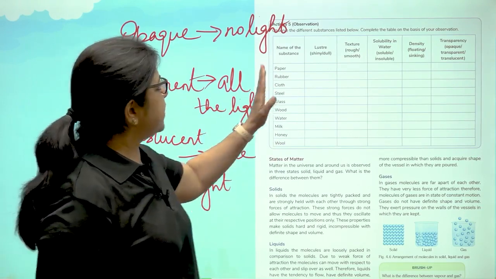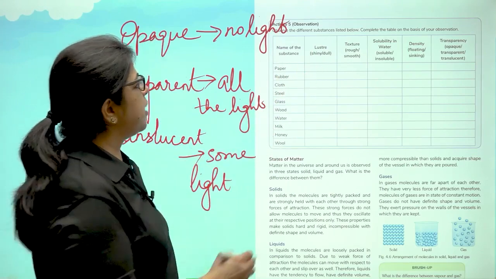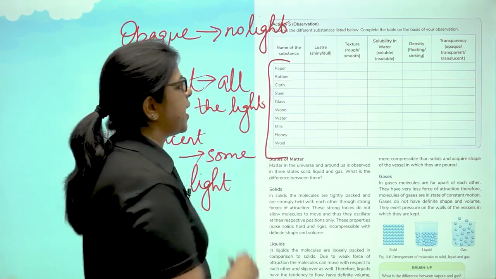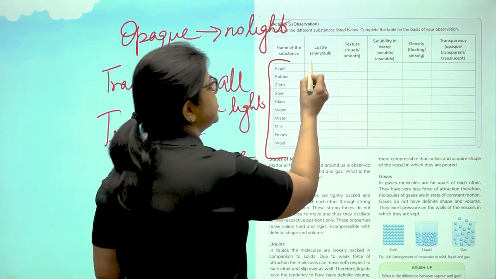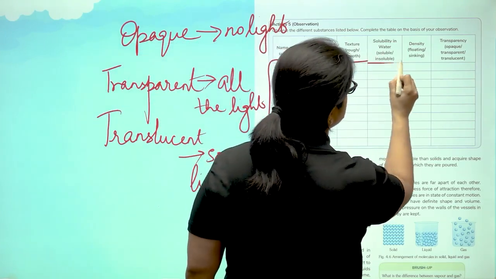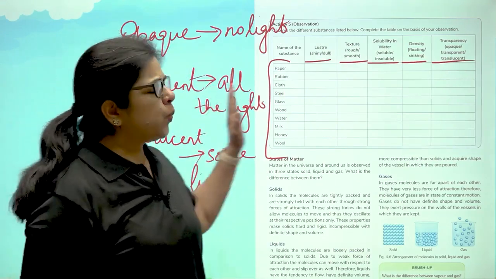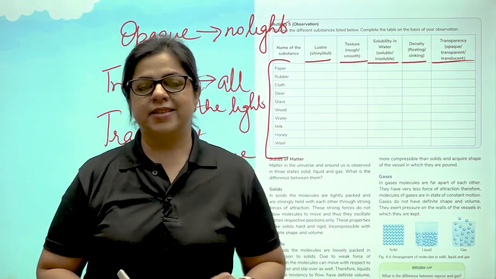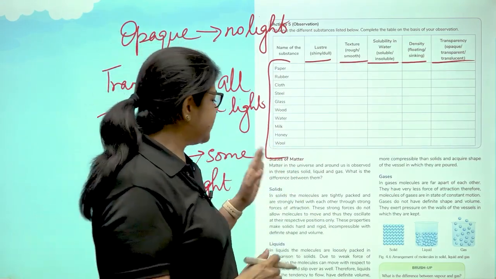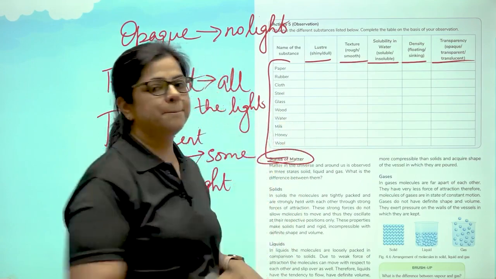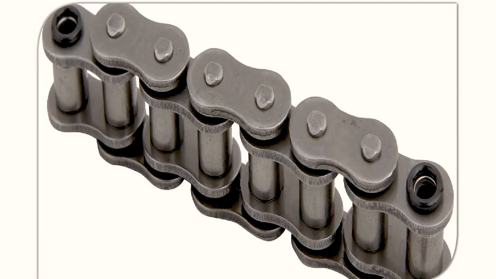So children, given here is an activity where you have been given a list of items and different properties, namely luster, texture, solubility, density and transparency. Quickly fill it up with your partners and let's understand the states of matter. Depending on the arrangement of molecules, matter can exist in 3 states: solid, liquid and gas.